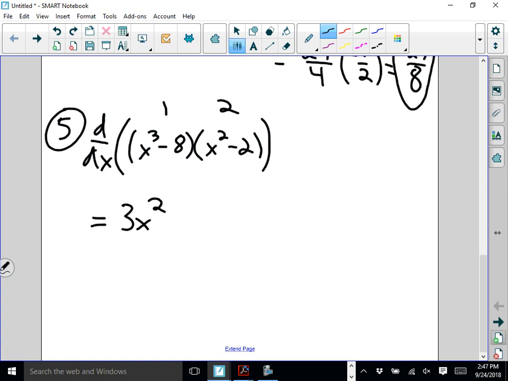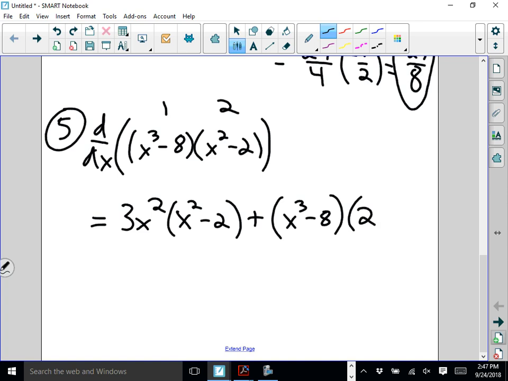Now notice this second function is a binomial, so I need to make sure it's in parentheses when I multiply. Plus the first function, x cubed minus 8, which again is a binomial, I want to put it in parentheses to multiply by the derivative of the second, which is 2x. Now, since this wasn't a multiple choice problem, we are at the derivative right now. We can stop right here. But I could also simplify this by distributing that 3x squared and distributing that 2x.